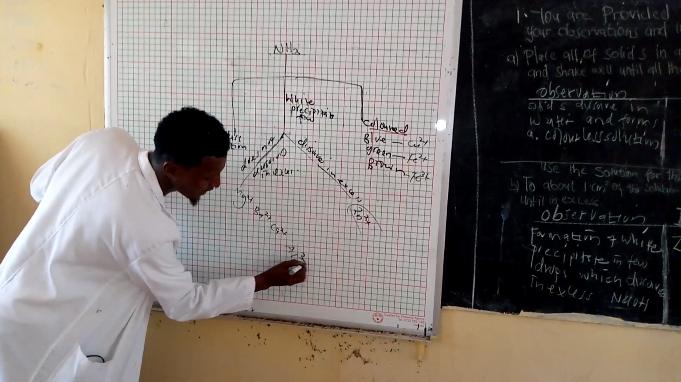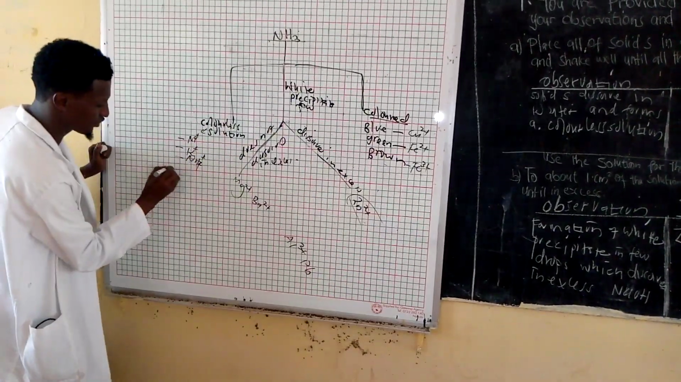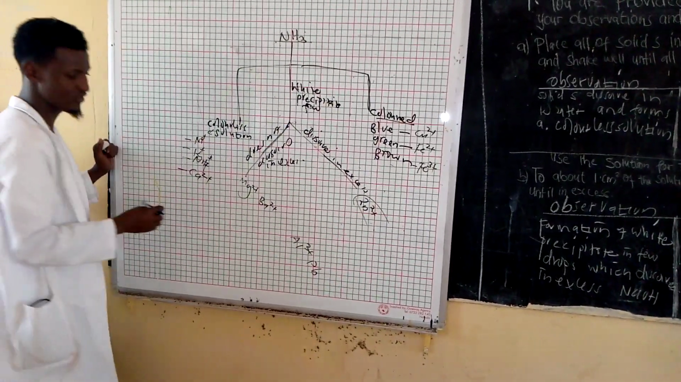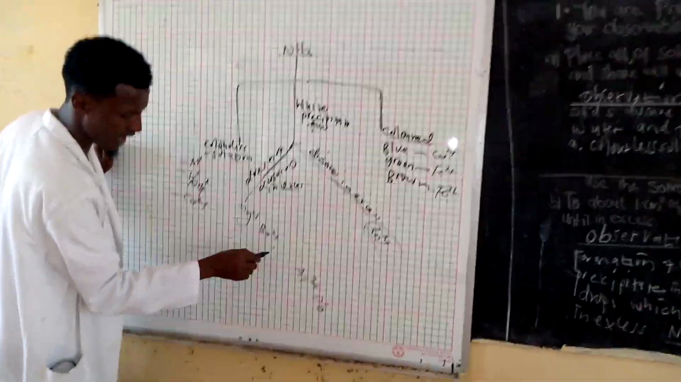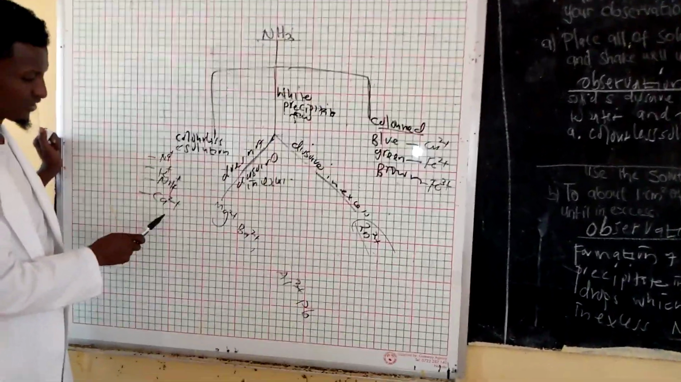So aluminum and lead are going to join here, while calcium is going to join this part. I see now. So look now, look at these cations.